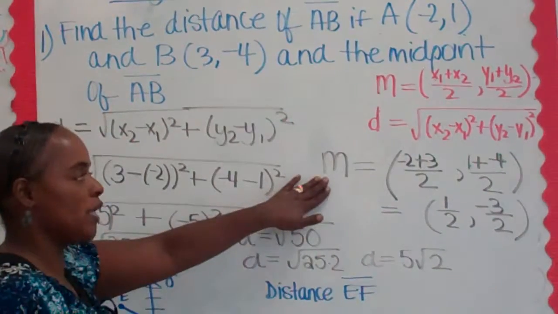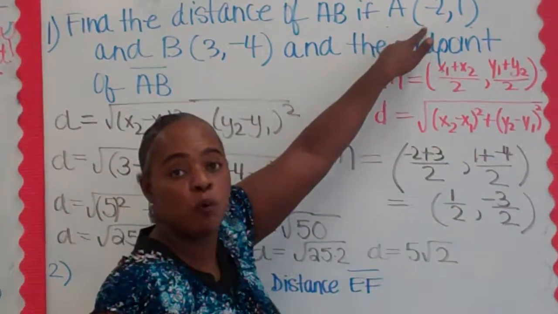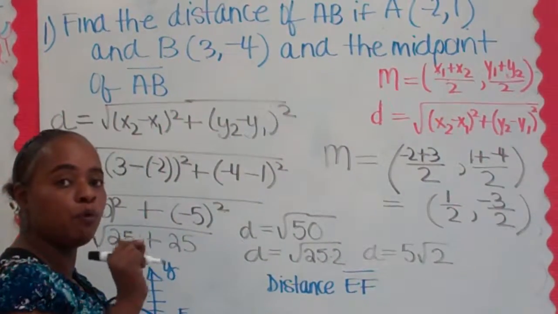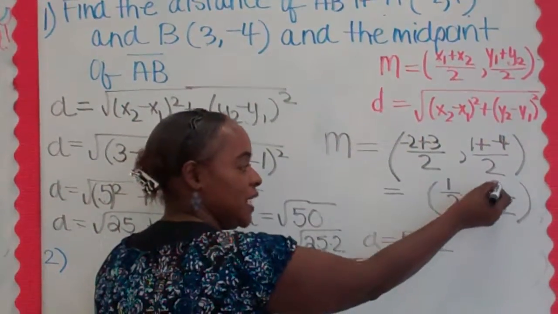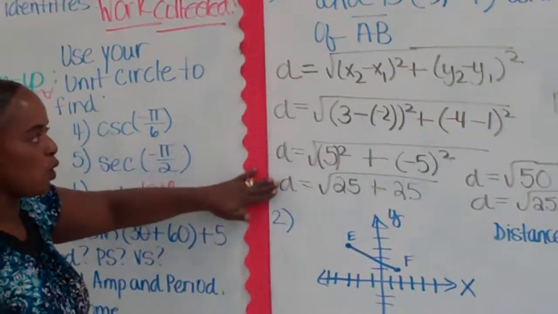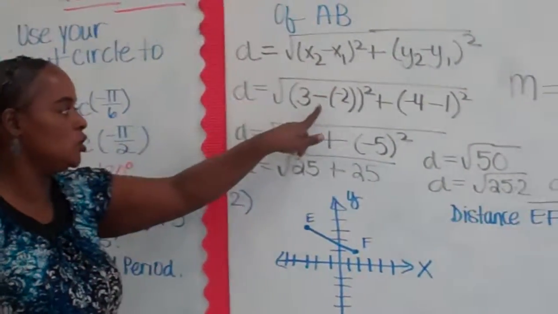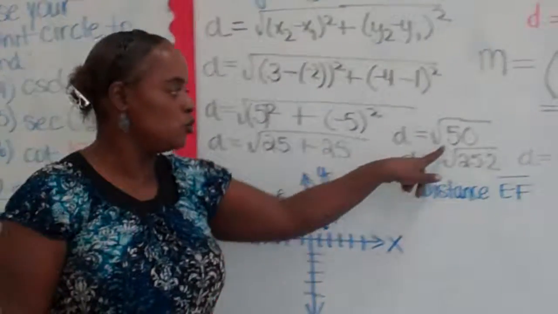So the midpoint, the point in the middle of this segment, if you were to connect these 2 points and make a segment, the point in the middle would be at (1/2, -3/2). Okay? So again, your distance formula, all you're doing is plugging in, do a subtraction, square it, and then you get your answer.